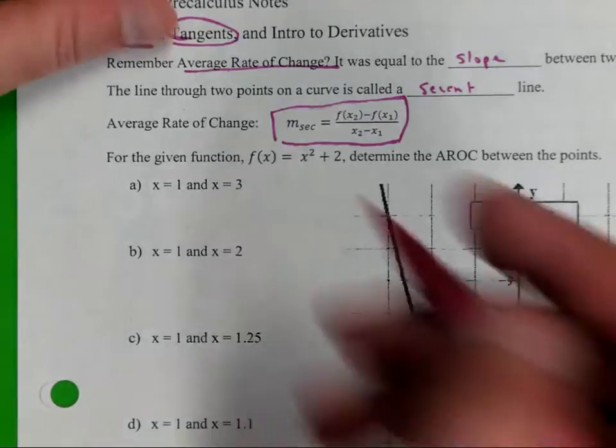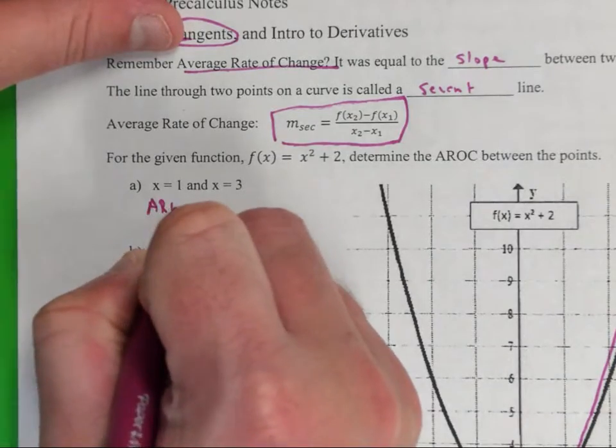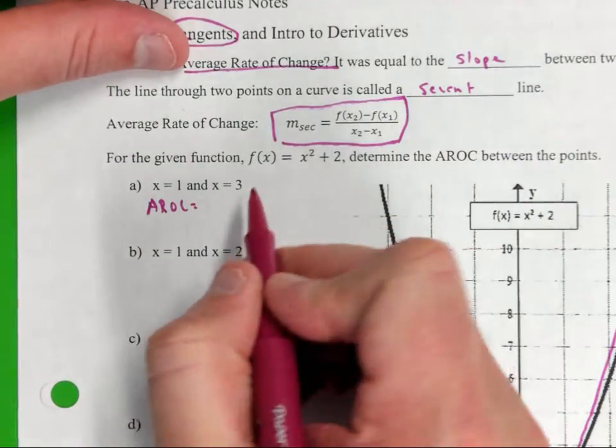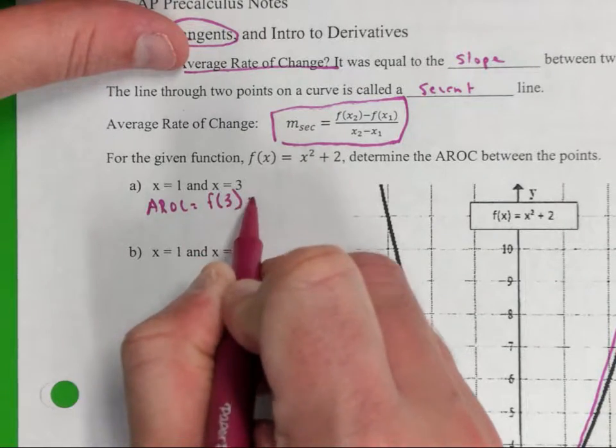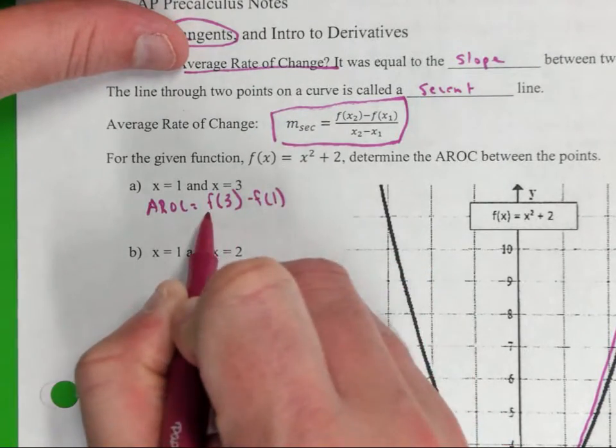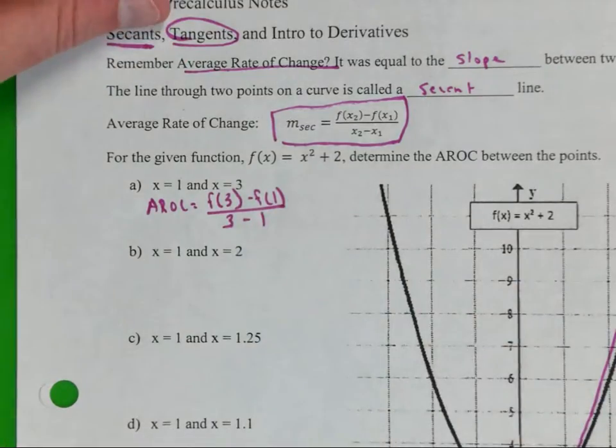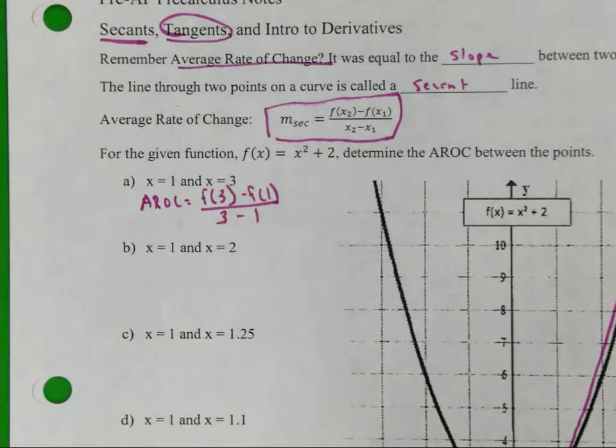Let's set this up. AROC. That would be f of what? 3 minus f of 1 over 3 minus 1. Do you understand how to set that problem up? F of 3 minus f of 1 over 3 minus 1. Now you can plug this in your head. What's 3 squared? 9. 9 plus 2 is? 11.